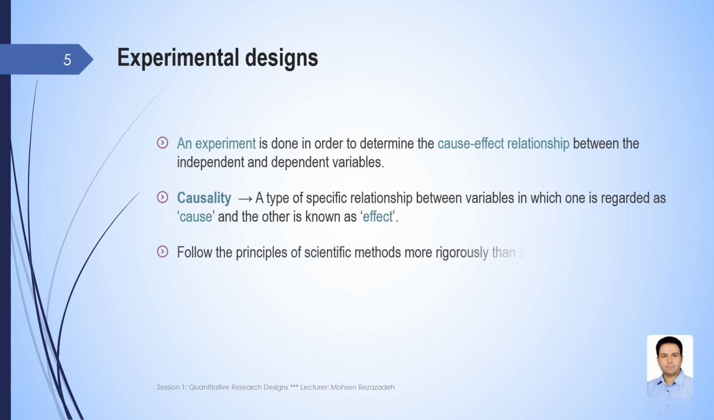Experimental designs follow the principles of scientific methods more rigorously than any other type of design. This is why mainly in science majors we can see that researchers use experimental designs, for example, in medicine, in chemistry, in biology, physics. They mainly use experimental designs because they want to find the cause-effect relationship between the variables. This is why we call these experimental designs scientific methods too.